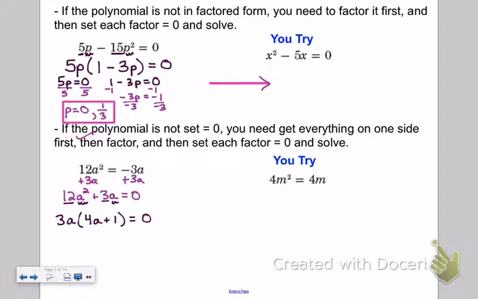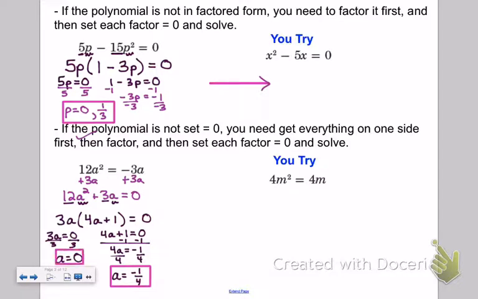So now is when we can set each of them equal to 0 and solve. On the right side, all I have to do is divide by 3. I get a is equal to 0. And on the right side, at first I need to start with the non-variable term. So I get 4a is equal to negative 1, and then divide both sides by 4. So I get a is equal to negative 1/4. So once again, I have two solutions: a is equal to 0, a is equal to negative 1/4.